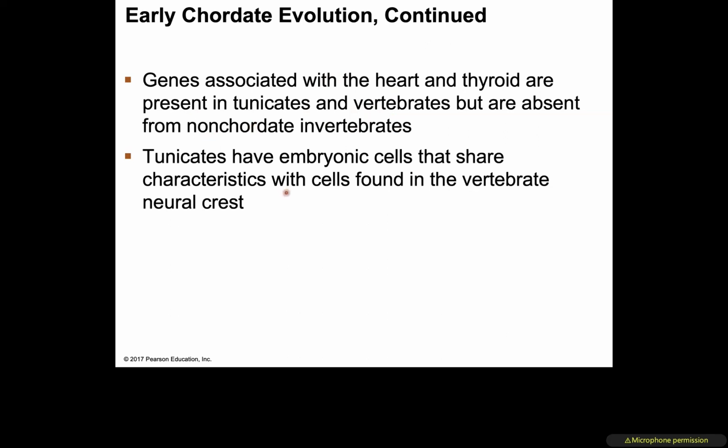And so your tunicates are also going to have embryonic cells that share characteristics found in the vertebrate neural crest. So for this reason, that's why they share those four characteristics of what a chordate is, and even more characteristics.